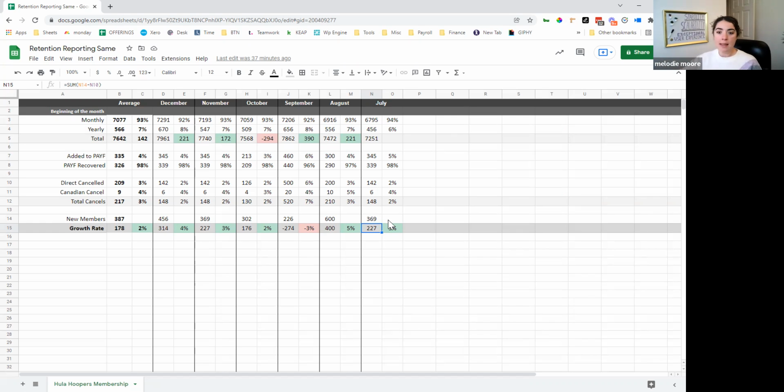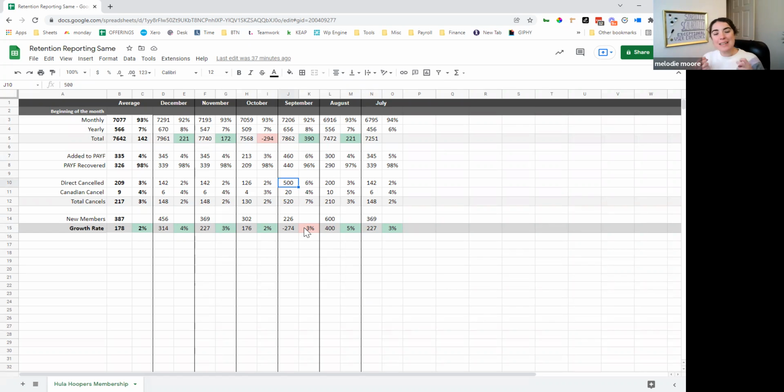Now, I've had a little fluctuation in here to show some of the things that we might see in a membership. For instance, this particular company ran a big promotion in August, maybe gave a special bonus or did a partnership, and they almost doubled the amount of new members that they entered. But then we see a really high increase of not only people being added into payment failure, but also people that were direct canceling, which resulted in a negative growth rate the following month.